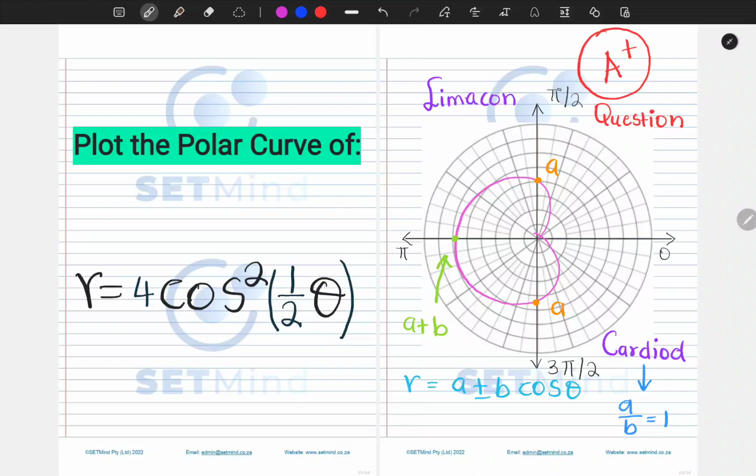Welcome to another session. In this session, we are required to plot the polar curve, which is given by r equals 4 cos squared of half of theta. And on my right hand side, you can see I made a couple of notes.